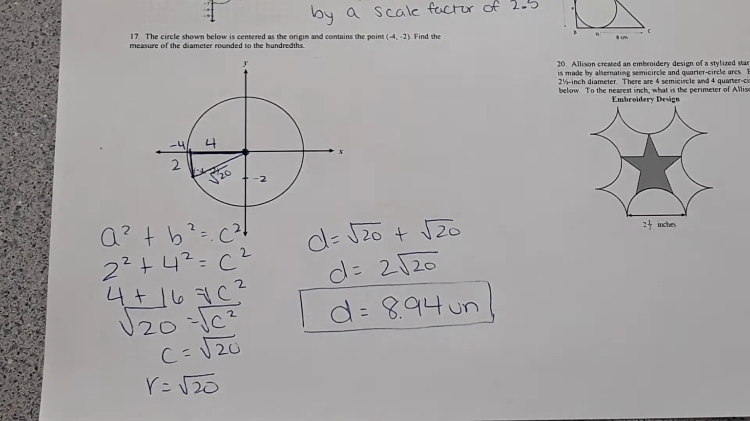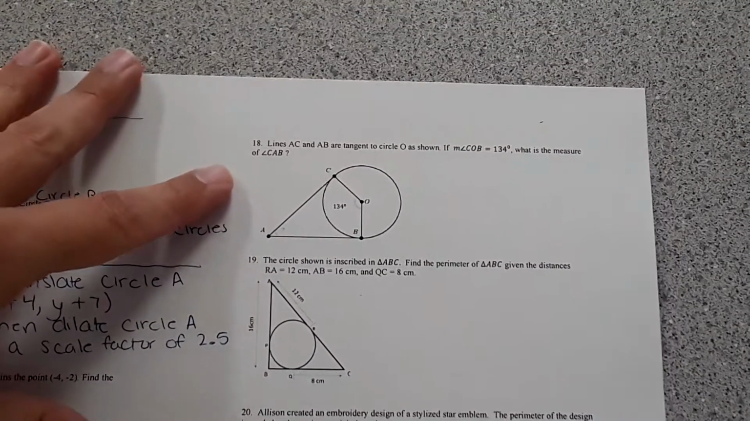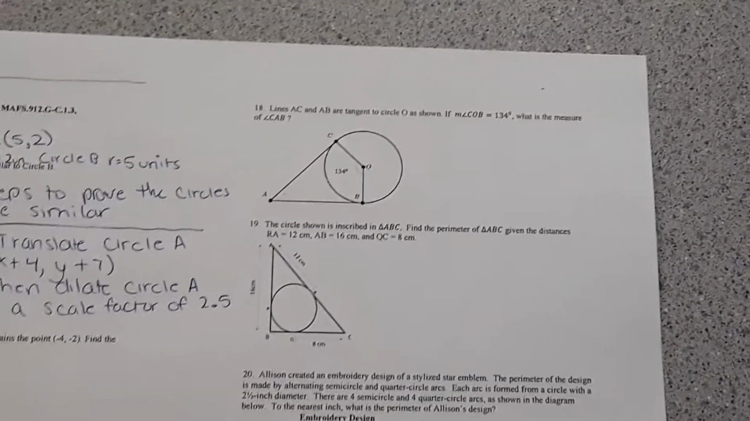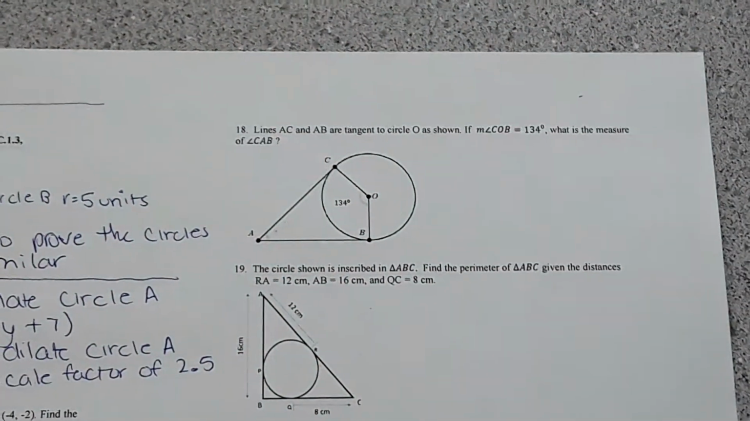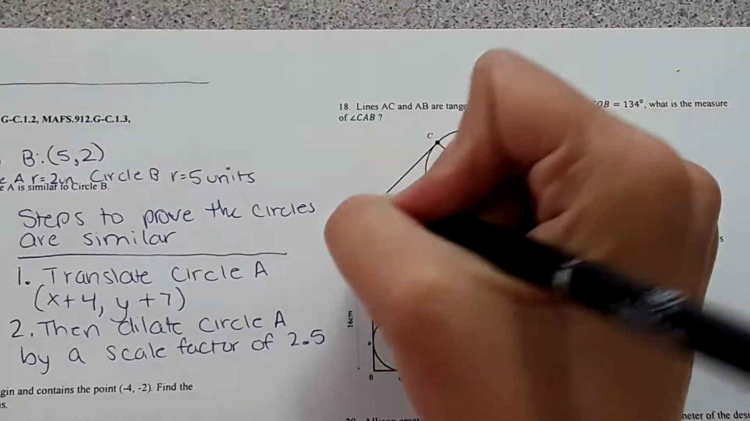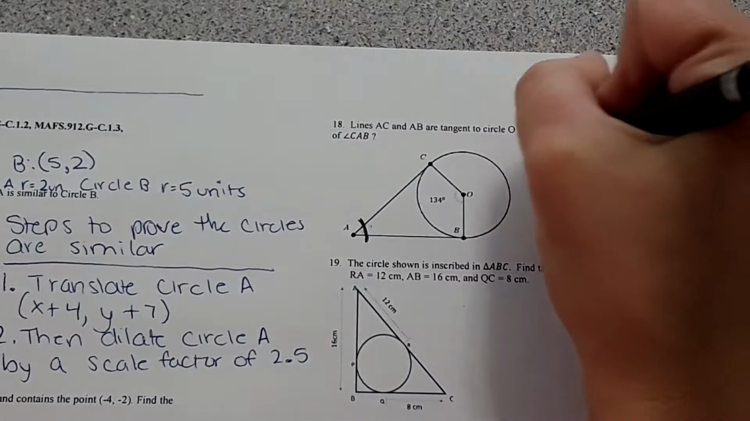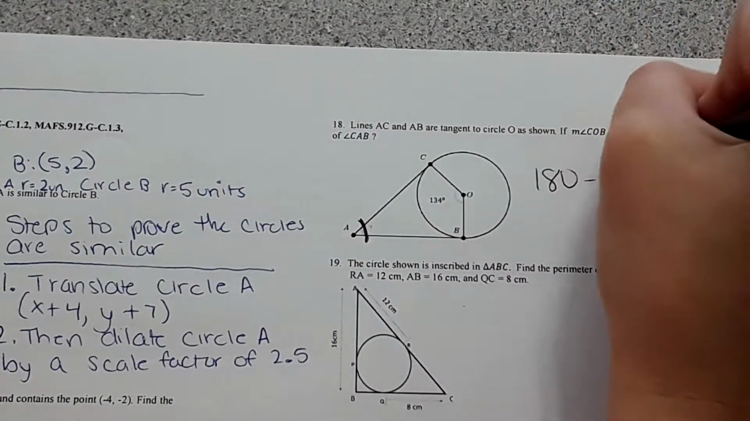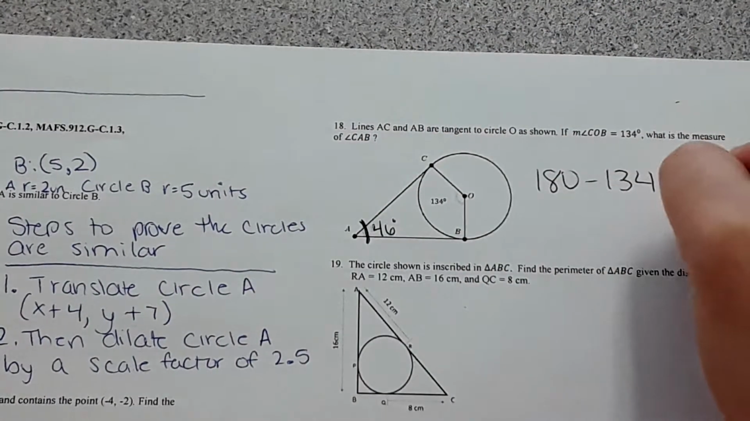Okay, and the next one. 18, it says lines AC and AB are tangent to the circle. If measure of COB is 134, what is the measure of CAB, this angle here? These two angles are supplementary, so we can do 180 minus 134 to get 46. And that's our answer, 46 degrees.